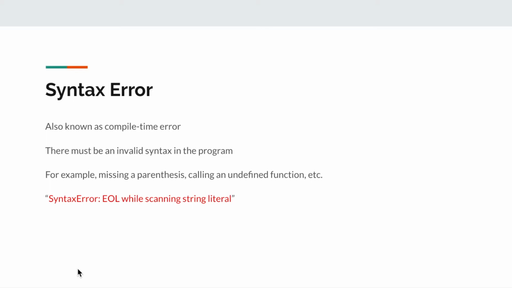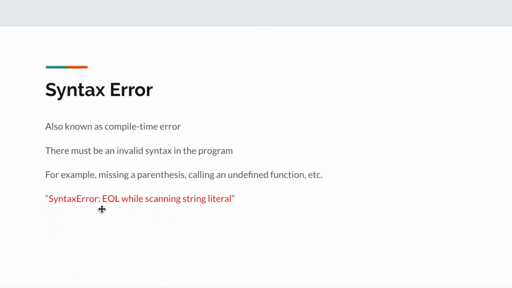So in the process of compiling Java or Python files, the compiler might find some syntax errors in the program. It might be some grammar issues, or it might be a typo. Anyway, there must be an invalid syntax in the program. For example, there can be a missing parenthesis or a call to an undefined function, etc.